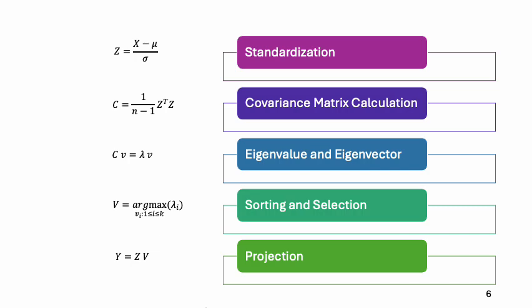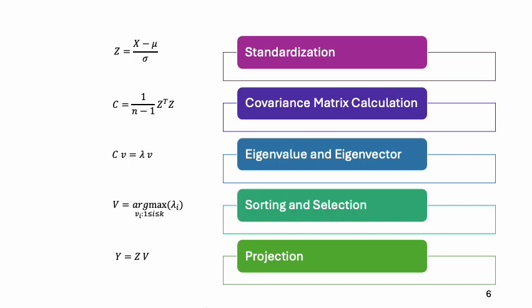Eigenvectors represent the directions that capture the most variance in the data, while eigenvalues indicate the magnitude of variance along these directions. Here, V represents the eigenvector, and lambda represents the eigenvalue.